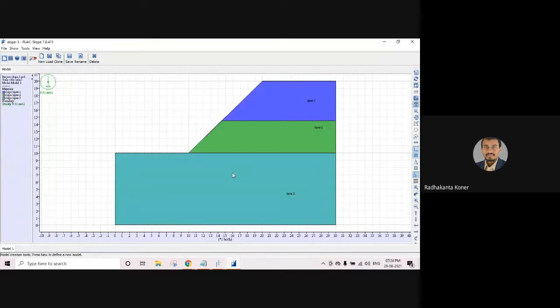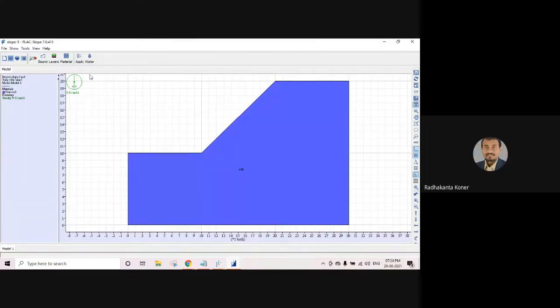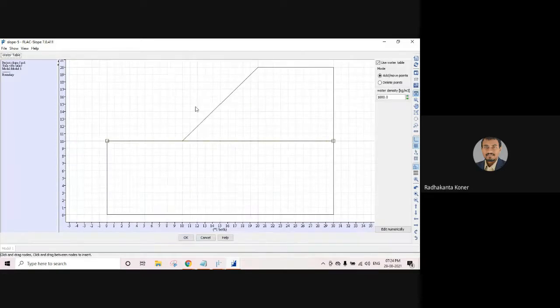Okay, you have already shown it. This kind of layering, number of layers, not only horizontal layers, it can also be rounded, curved, everything is possible in FLAC. So within the ambit of the geometry, we can create a lot of heterogeneity. It is possible. So go to the groundwater again. Now here Kapoor is trying to mention a groundwater. You put any groundwater table? Okay, sir.